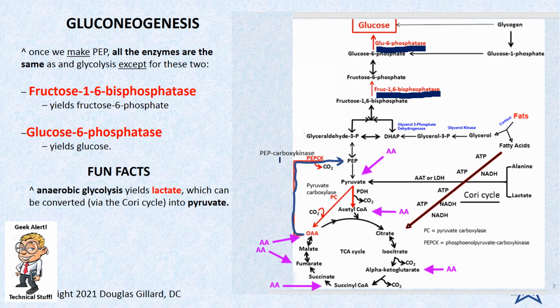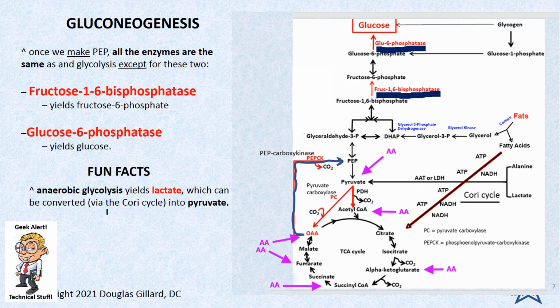And then the other enzyme we need for gluconeogenesis is the PEP carboxykinase, which we talked about. So if I asked you, you should be able to pick out the four enzymes of gluconeogenesis, the four enzymes that are different compared to glycolysis. And that's pyruvate carboxylase, PEP carboxykinase, fructose 1,6-bisphosphatase, and glucose 6-phosphatase. Got it?